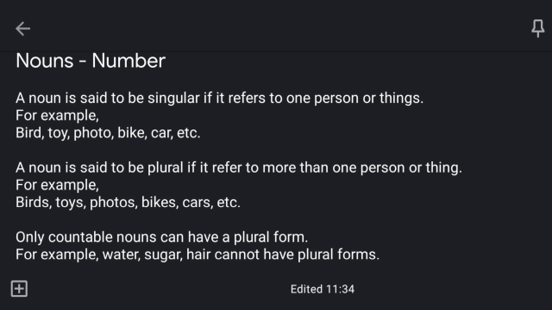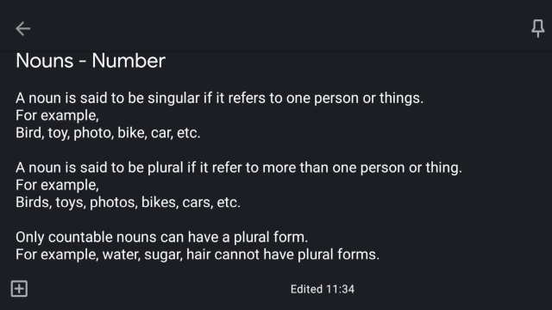Second one is toys, photos, bikes, cars. So you see we have added s in it. So when we add s, it means it is more than one in number. One thing you need to keep in mind is that only countable nouns can have a plural form. If you can count the noun, then it will have a plural form.